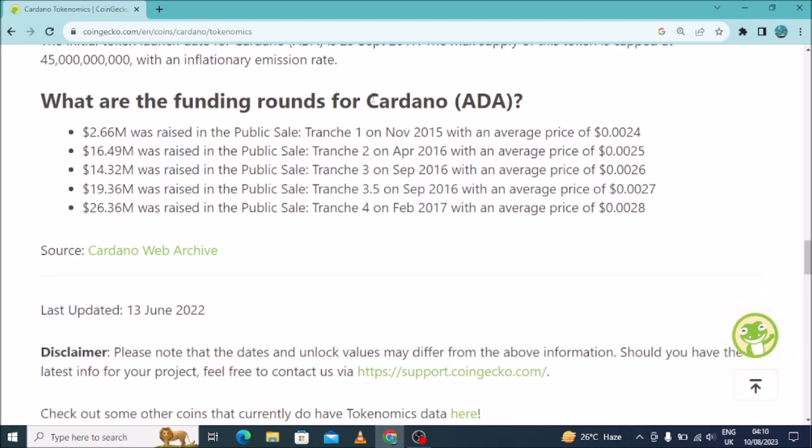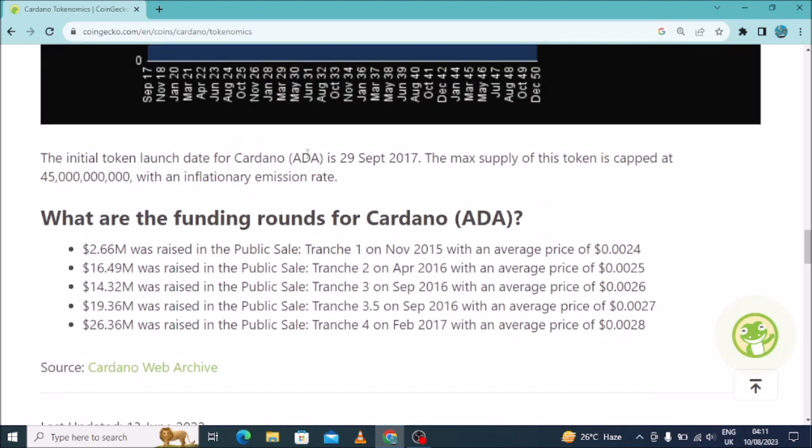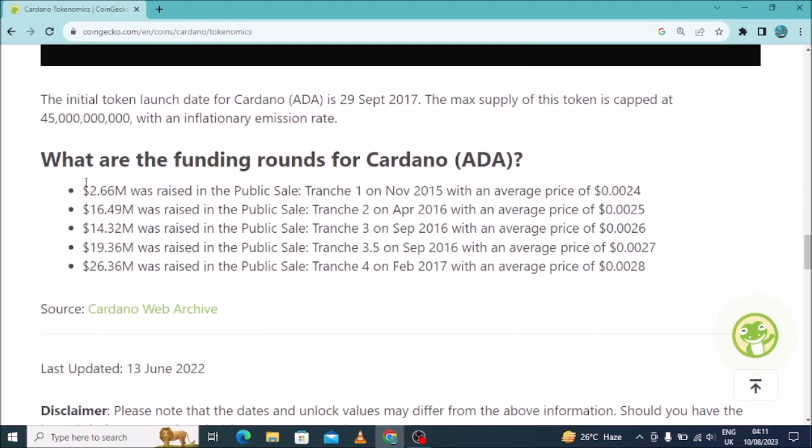The funding rounds of Cardano, you can find them here. The amount of money raised in the public sale was 2.6 million. You can see from 2015 this was the average price. So you can see everything that you would like to see in that tokenomics. So that's all the information that you would like to see.